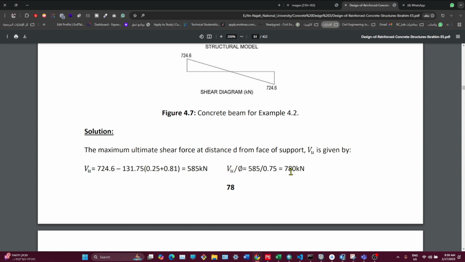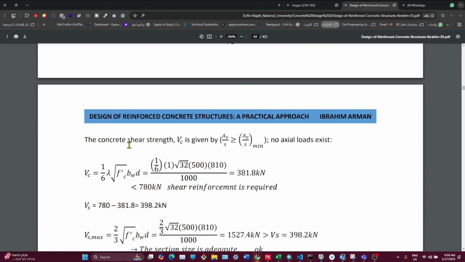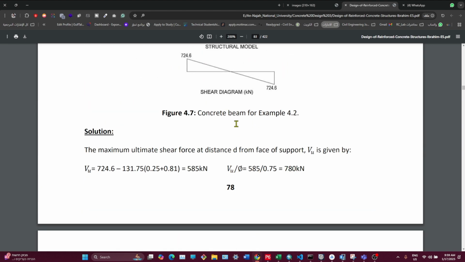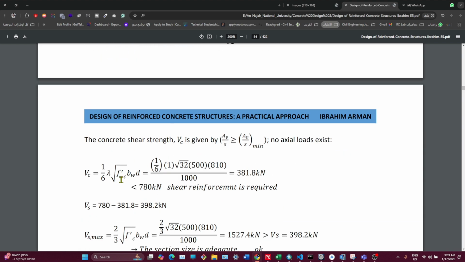Increase the design ultimate shear force by a reduction factor equal to 0.75, so it will be 780. Now, the concrete shear strength, we need to design it. But first of all, we need to compute the Vc or phi Vc. The Vc would be by this example.